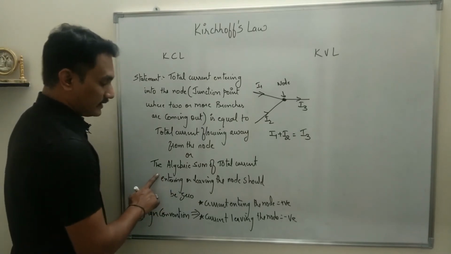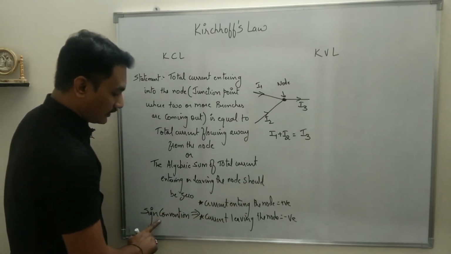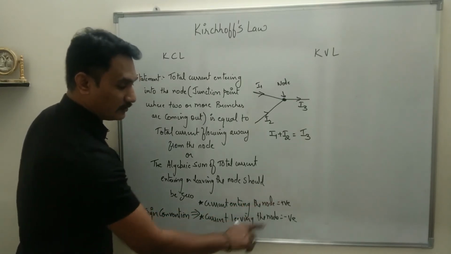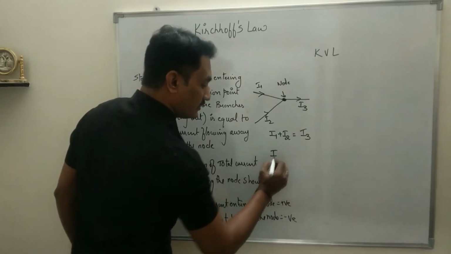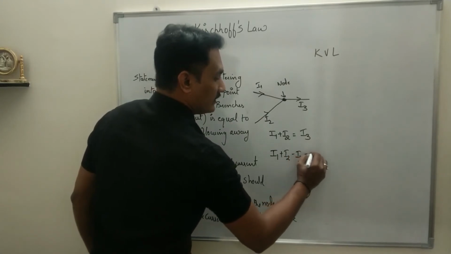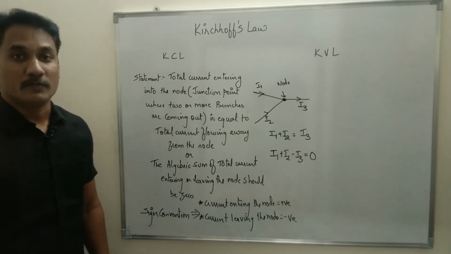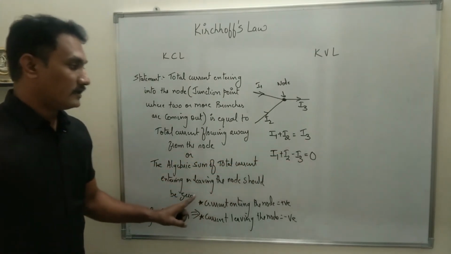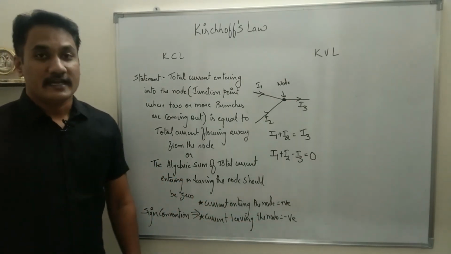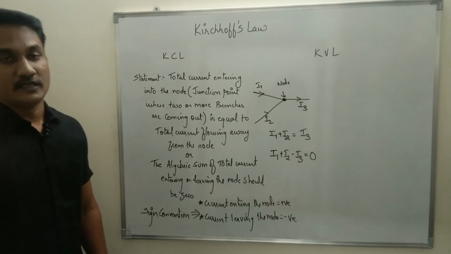The other statement is that the algebraic sum of the total current entering or leaving the node should be 0. For that you have to apply the sign convention. Current entering the node is positive, current leaving the node is negative. So according to the second statement, it will be I1 plus I2 minus I3 equals 0. The algebraic sum of all the current entering or leaving the node must be equal to 0.